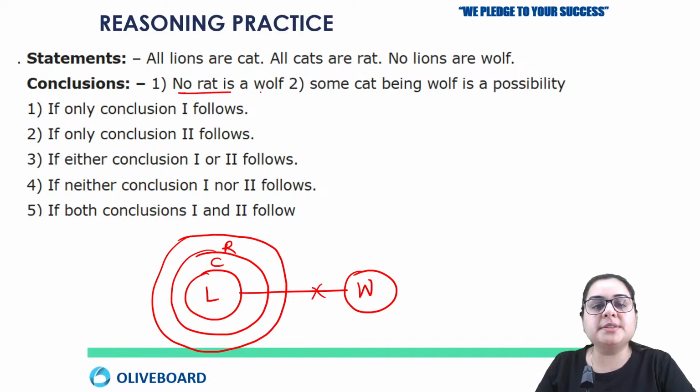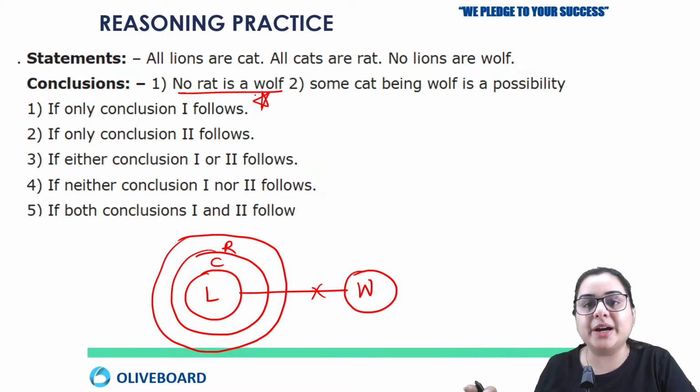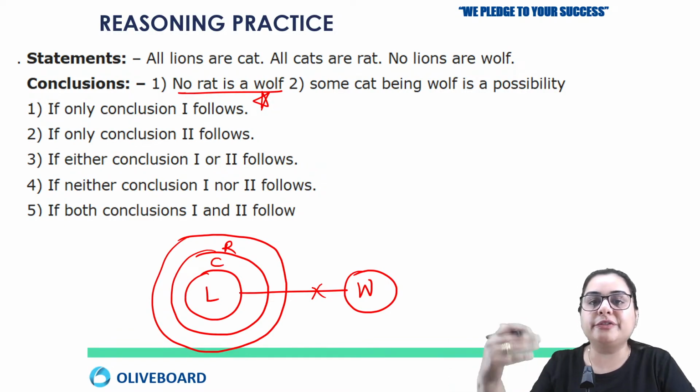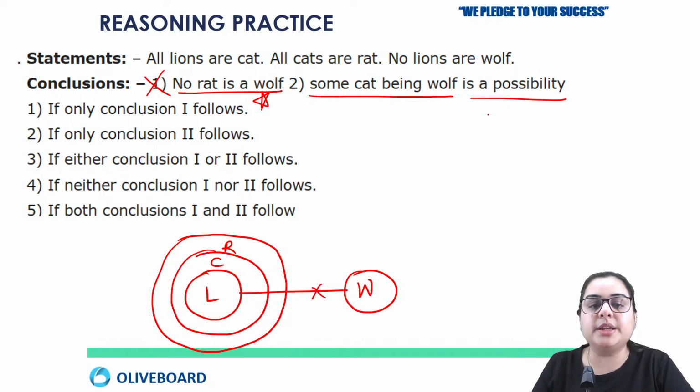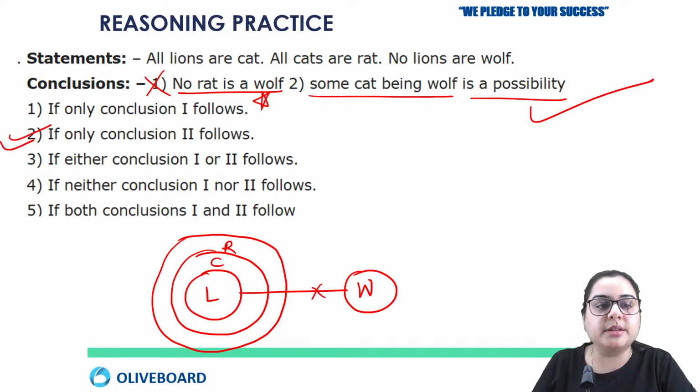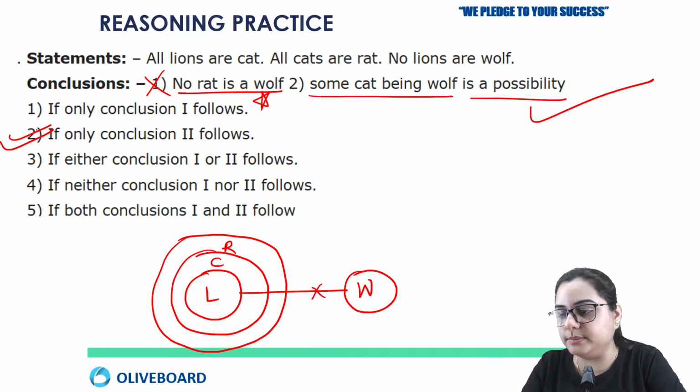Now the first one is no rat is a wolf. Now this is doubtful. Now, if I had a pair, some rat is a wolf, I could have marked either or between no rat is a wolf and some rat is a wolf. But I do not have the pair to mark either or, so this first will be considered wrong. Next is that some cat being wolf is a possibility. Can some cat come in wolf? Yes, some cat can come in wolf. If I increase the size of the circle of cat, then wolf and cat can make a relation of some. So this is not happening, but this can happen. So this is correct. So second conclusion is the correct one.